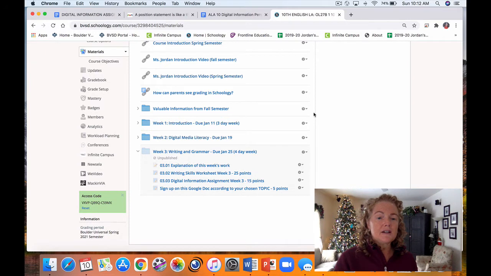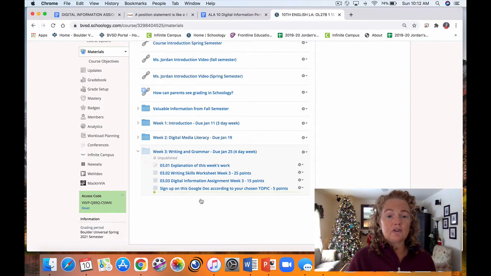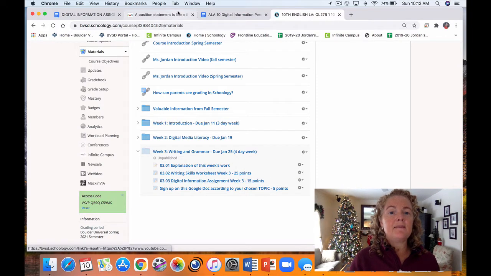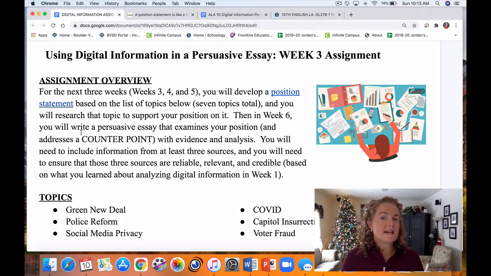If you look here in your Schoology folder for week 3, you'll notice that I have an explanation of the week's work, and then you have a writing skills worksheet. You'll have that every week in weeks 3, 4, and 5. And then I have this digital information assignment for week 3. That's week 1 of the whole project, but it starts in week 3. So we're going to go ahead and click on that, and that brings us to the week 3 assignment page.